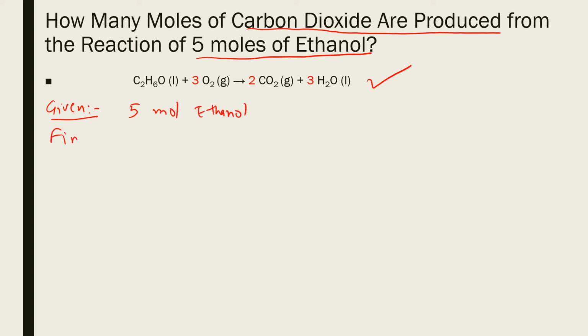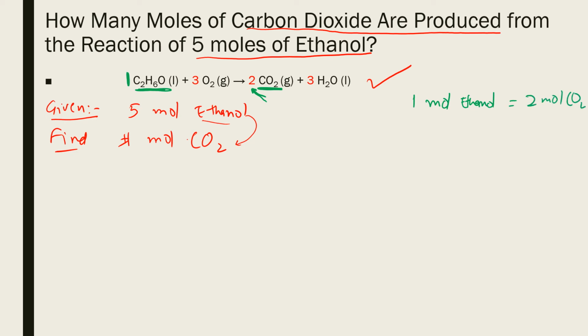And what do we want to find? We want to find the number of moles of carbon dioxide, right? So therefore, we need to know the relationship between ethanol and carbon dioxide. Ethanol is here in the balanced equation and carbon dioxide is here. The coefficient in front of ethanol is 1 and the coefficient in front of carbon dioxide is 2. So the relationship is 1 mole ethanol is equal to 2 mole CO2. CO2 is carbon dioxide and C2H6O is ethanol.